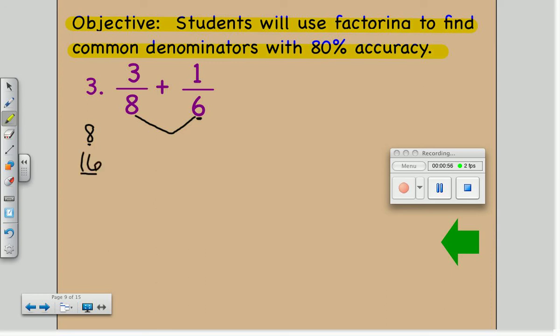Go to the next one, 16. Is 16 a multiple of 6? No. Go to the next one, 24. Is 24 a multiple of 6? Yes. I can count by 6s and get to 24. 6, 12, 18, and 24. So since these are the same, I can use those as a common denominator. So that's another way to do it. All right?